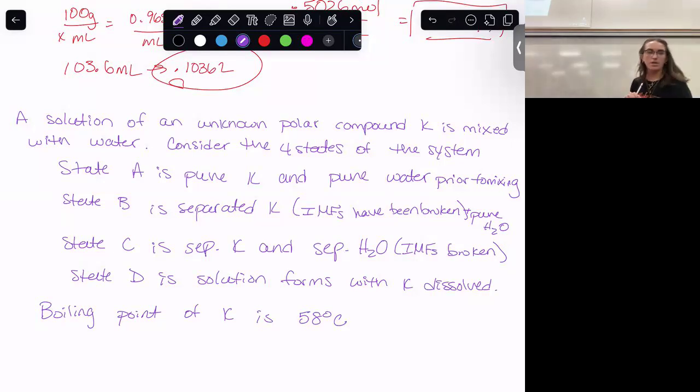Okay, so we asked, what is the transition that requires the most heat? A to B, B to C, or C to D. Why do you say A to B? Which one has a higher boiling point? Than what? What is the boiling point of water?